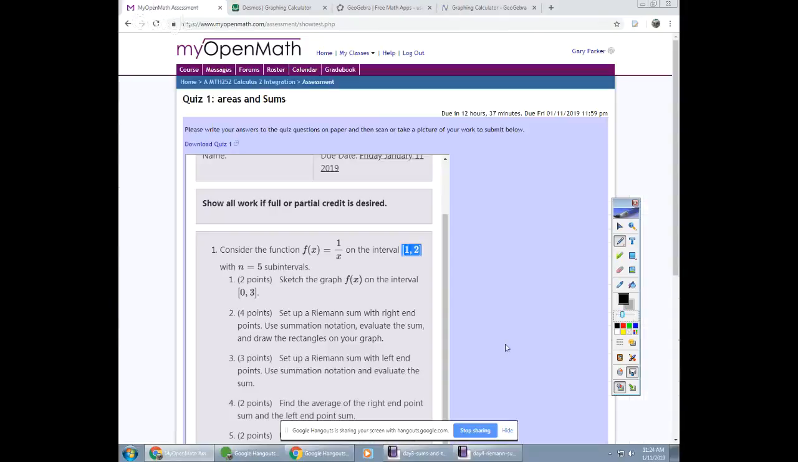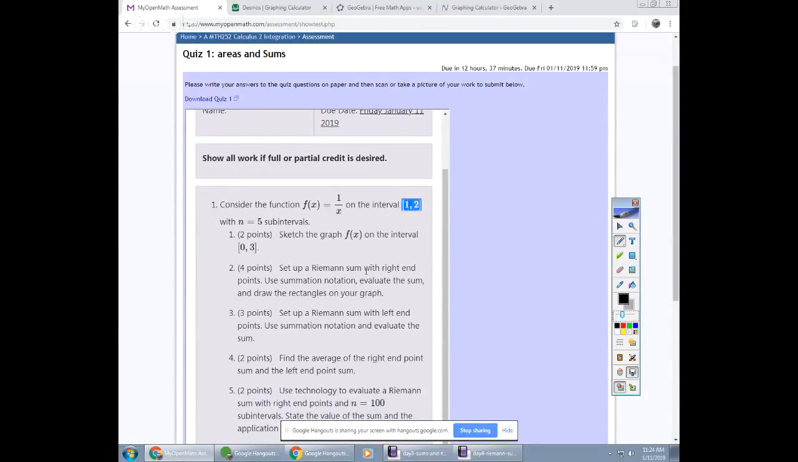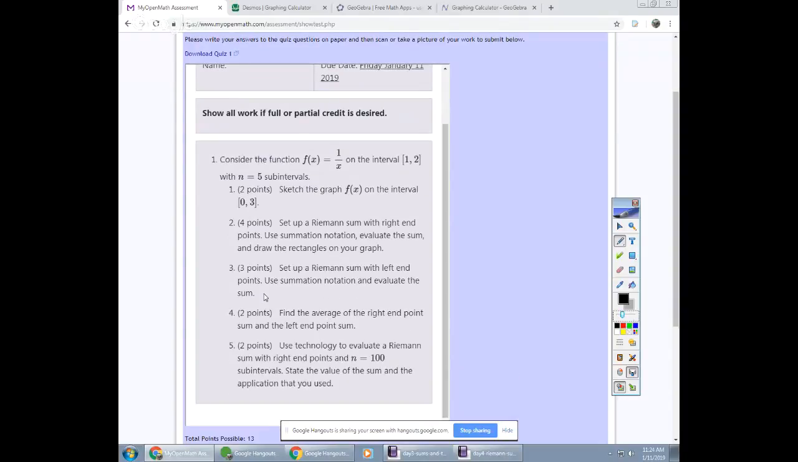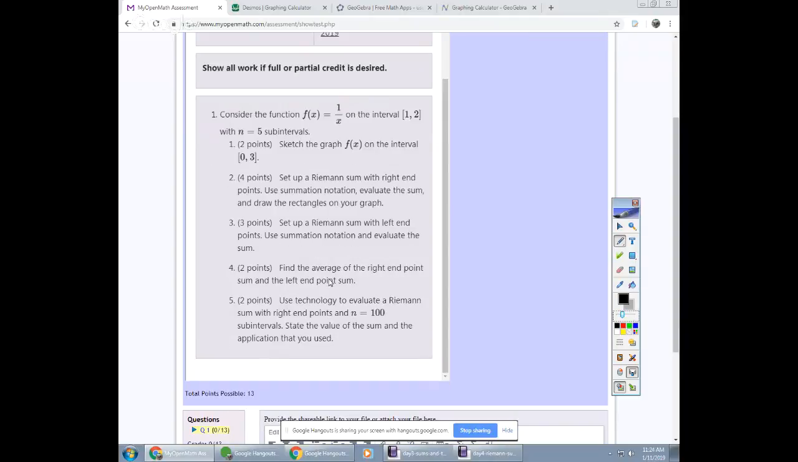Okay, so back here, let's see. Set up a Riemann sum with right endpoints. We did it. Use summation notation. We did it. Calculate that number and show the picture on the graph. For the second part, I didn't ask you to draw the left endpoints because otherwise you have to kind of redraw the picture. But I wanted you to eventually show the summation notation and evaluate it. When I do these, I always evaluate it by hand first and then try and come up with the summation notation because that helps me figure out if I'm right. Okay. So average those two numbers together was number 4, and then use technology for n equals 100.